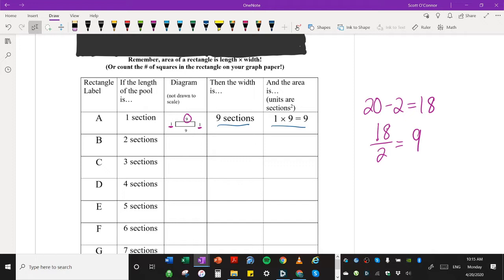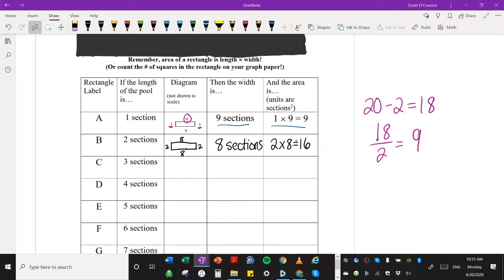Alright, so if I do, for example, this one here, it's going to be 2 sections. 2 sections and 2 sections, that means I've used 4. That means I have 16 sections of fence left. If I divide 16 by 2, I get 8. And so then this is going to be 8 sections here. And what's going to be my area? My area is going to be 2 times 8, which gives me an area of 16 sections squared.